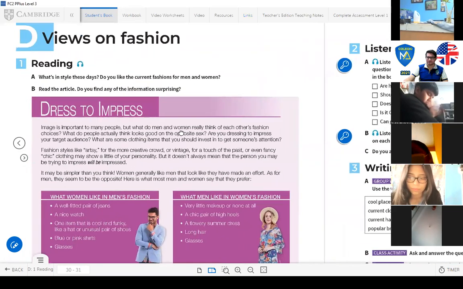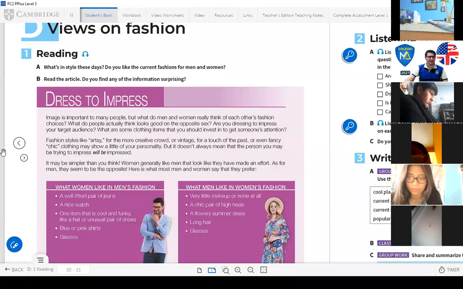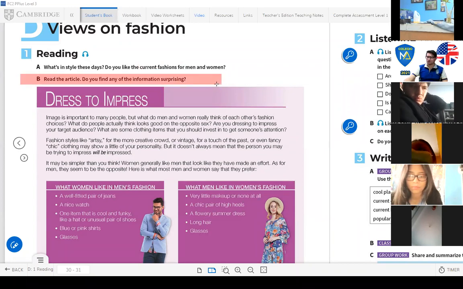I'm going to show you this. It says, what's in style these days? When you talk about style, how do you say it? What's in fashion now? What's in style these days? Do you like current fashions for men and women? Do you like the current fashion, what is currently in style, for men and women? Yes or no? What do you think? Here we have, read the article. Do you find any of the information surprising?